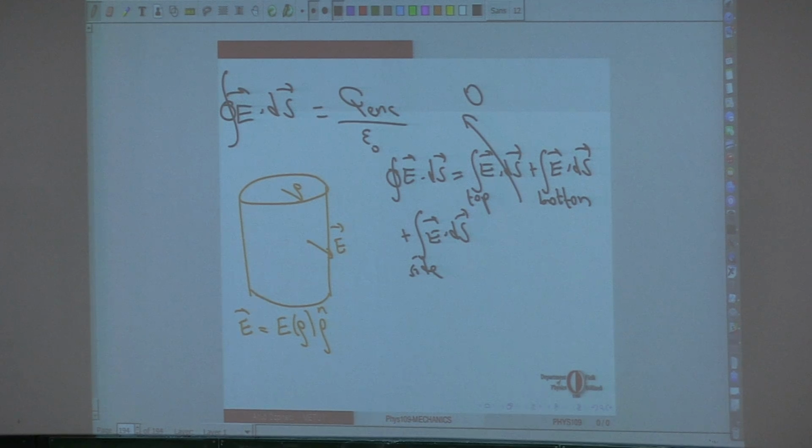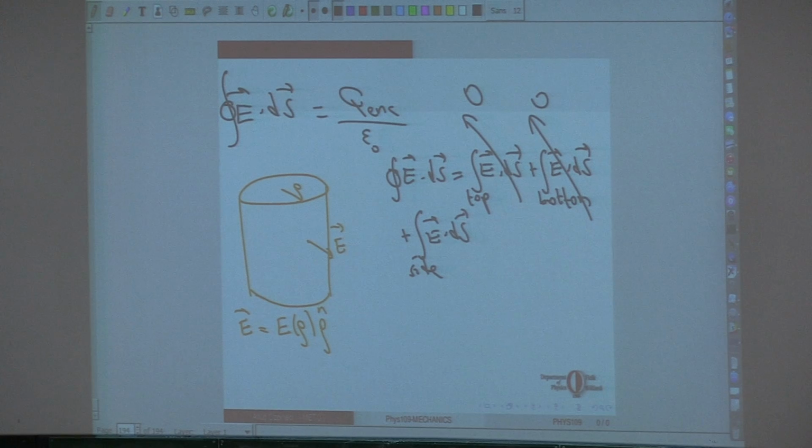Now if I look at the bottom surface, what is the direction of ds on the bottom? It's pointing downward. Again, the electric field is horizontal, and they are again 90 degrees with each other. So this is again 0 at the bottom. So I only receive contribution from the sides.